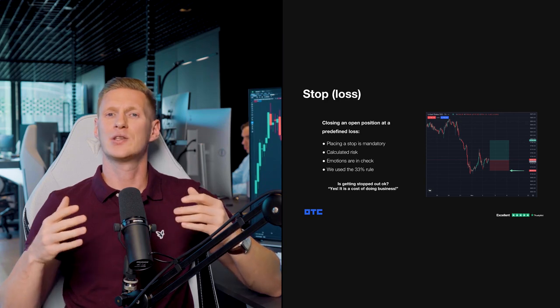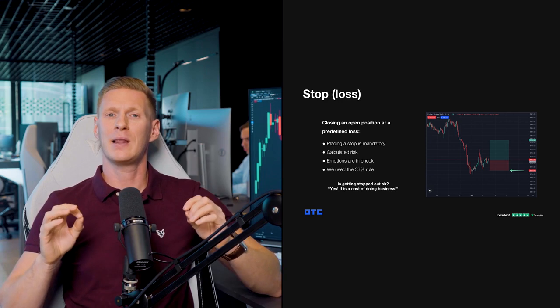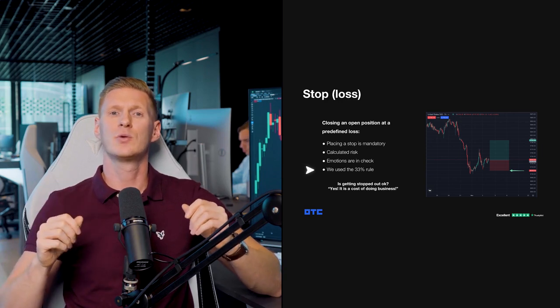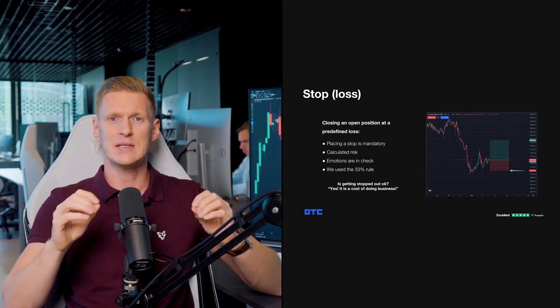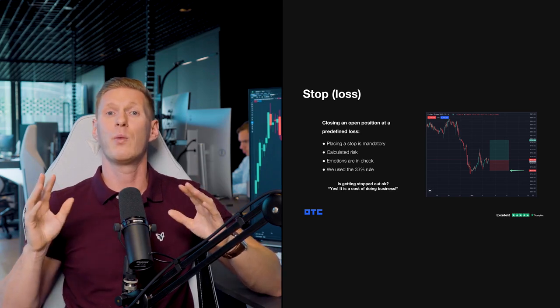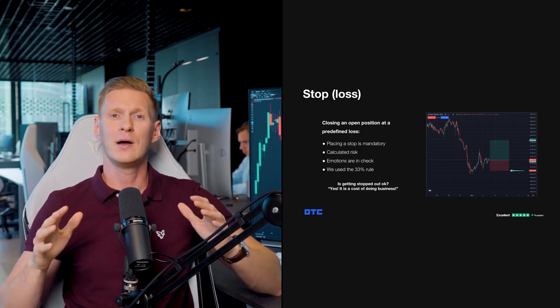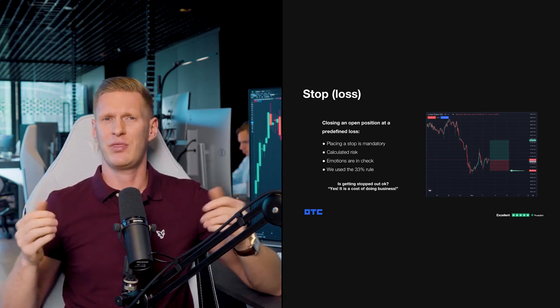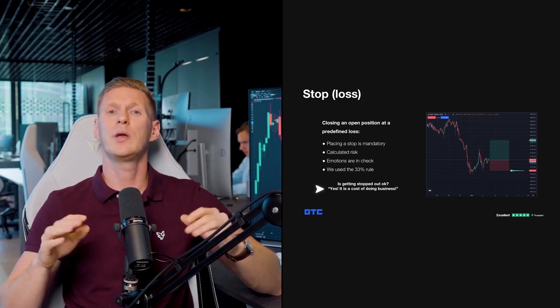Ideally, the potential reward should always outweigh the risk. That's why we apply the 33% rule for stop placement, meaning the stop loss is placed 33% of the width of the zone away from the distal line. Now, is getting stopped out a bad thing? Absolutely not. It's simply the cost of doing business.